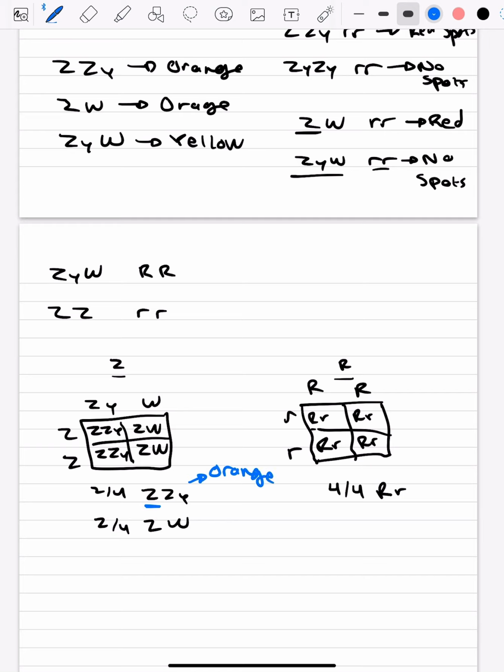Now, we have to look at the R gene, or at the R locus. 4 out of 4 of them, or all of them, are heterozygous, meaning they have at least 1 dominant allele and 1 recessive allele. So, the effects of the recessive allele are not going to show on the organism, which means that all the males are going to end up being orange, even after we look at the R locus. Likewise, the females have 1 dominant Z, so they're going to be orange. So we know that all males and females of the F1 are going to be orange.